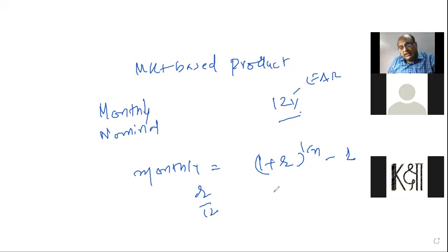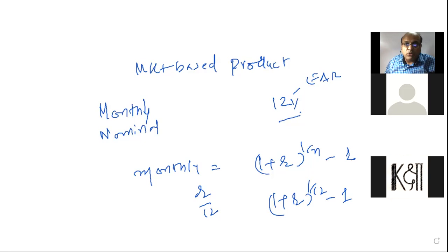So if n is 12, the effective monthly rate would be (1 plus r) to the power 1 by 12 minus 1. When we are doing the calculation in Excel, if the product is not market based, if we are calculating for FD, for RD, for National Savings Certificate, simply divide R by N. But when we are calculating for a market-based product, that is mutual fund, that is share market, then we use this formula, 1 plus R to the power 1 by N.